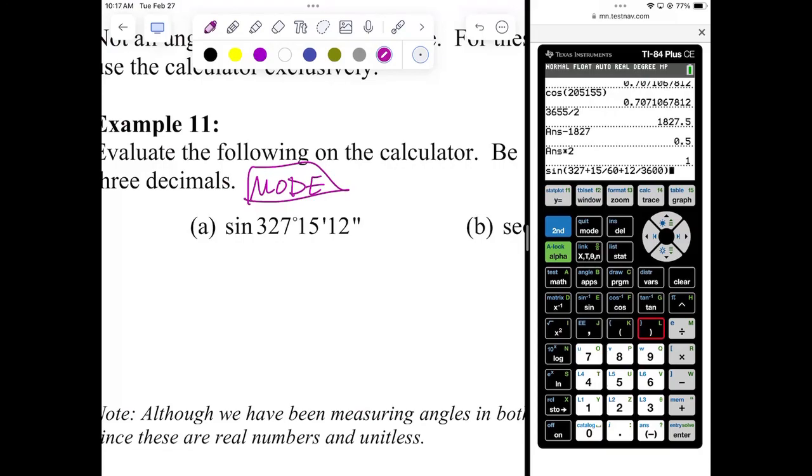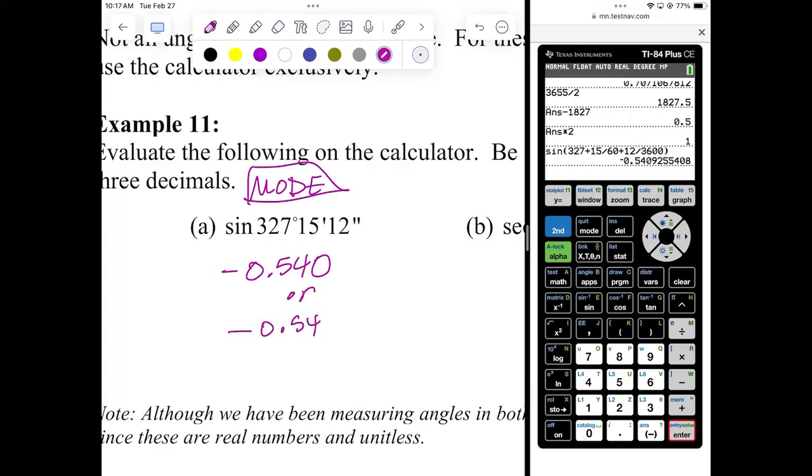You don't have to convert it first and then take the sine of it. You can take sine of and just type it in. Your calculator knows what to do. Negative 0.540 or negative 0.541 if you round. I'm just going to truncate from here on out. But if you do truncate, you do need that 0. And it was negative, just like we thought.